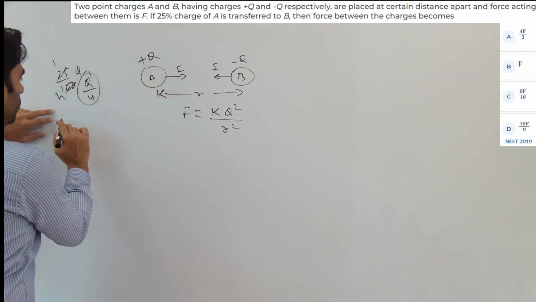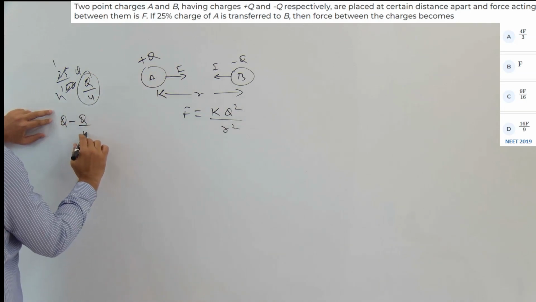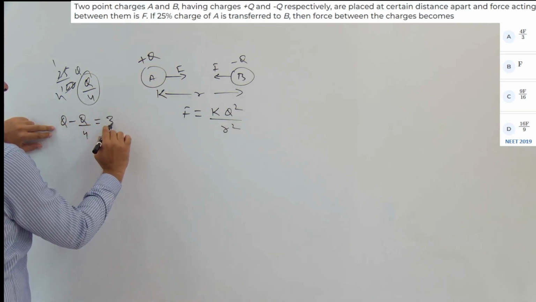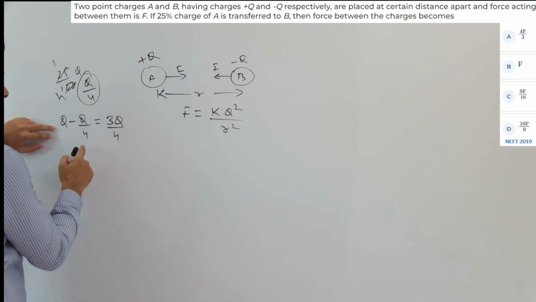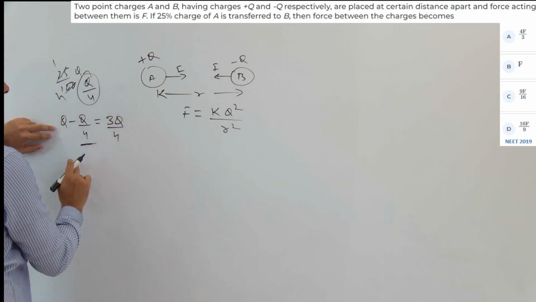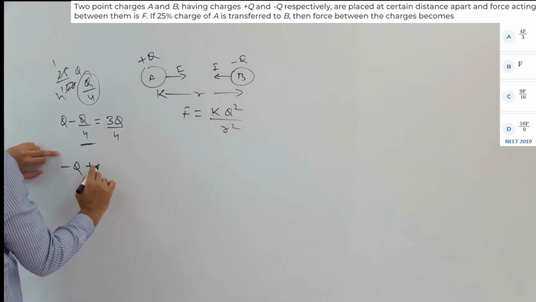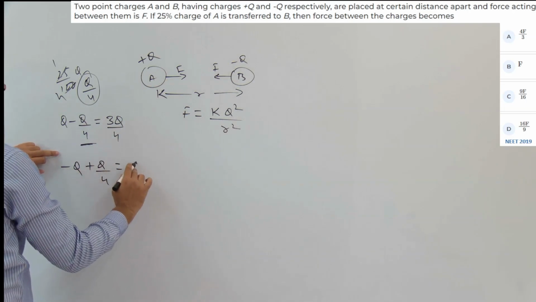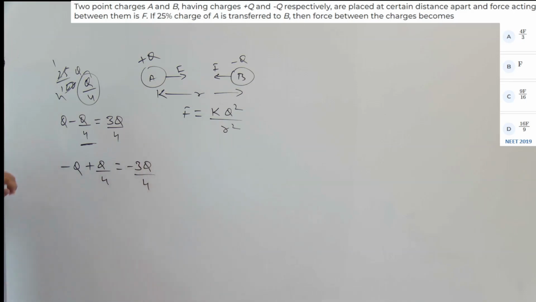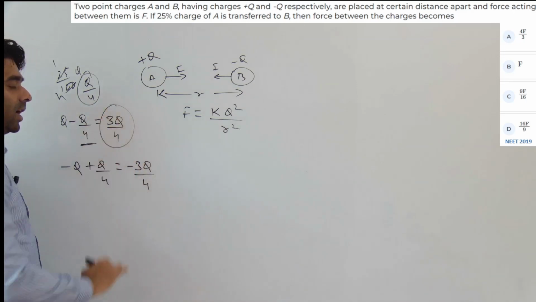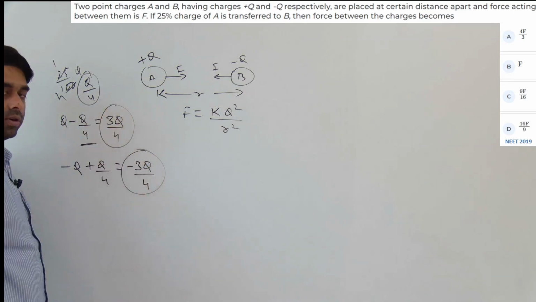So from Q, if we take Q by 4, how much will be left over? 3Q by 4, right? And this Q by 4 which is being taken is given to minus Q. So how much will it get? Minus Q plus Q by 4. This will come out minus 3Q by 4. I hope this point is clear. So this is the charge on A afterwards, and this is the charge on B afterwards.